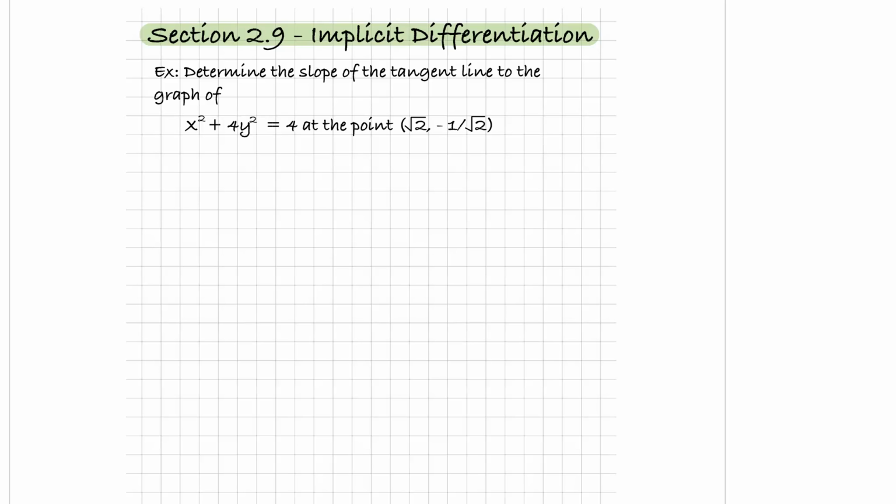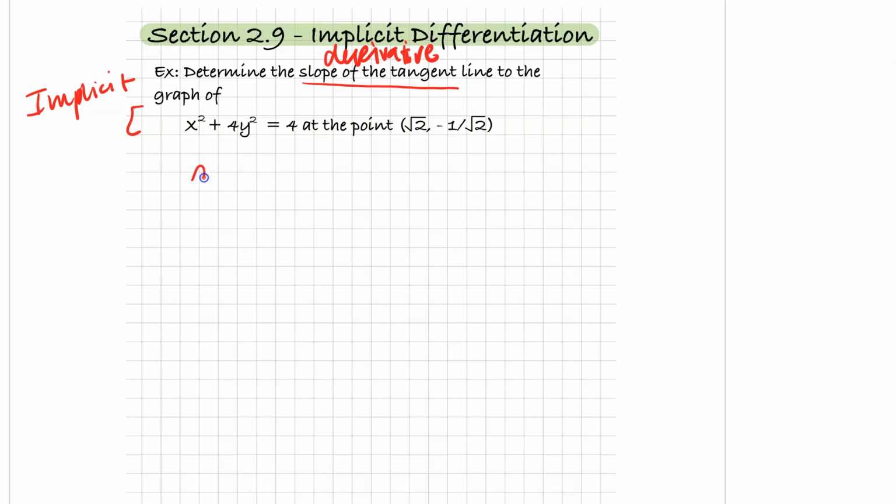First step, if you're seeing words like slope of a tangent, you need to think derivative. And so because of this wording right here, I'm thinking derivative. Because this problem has y not completely by itself, because of the way it looks, I'm thinking I'm going to have to do implicit differentiation. So let's do that here.